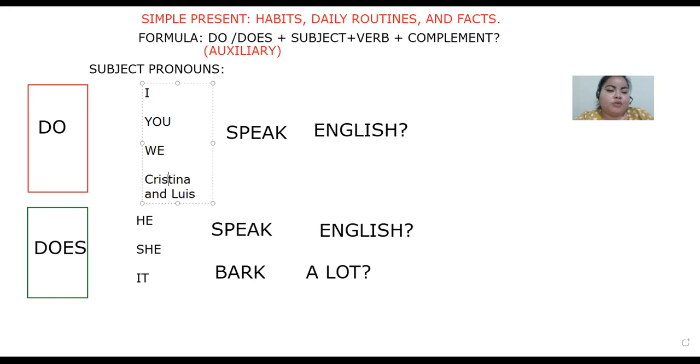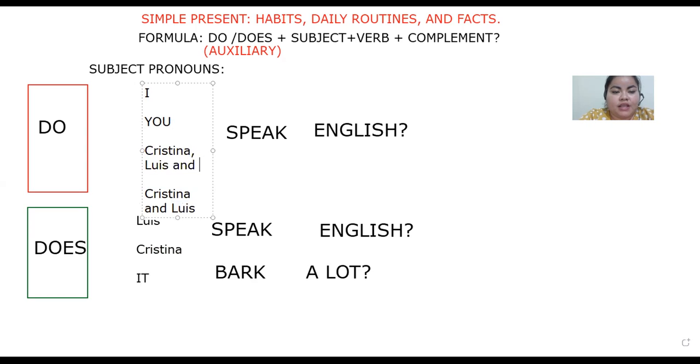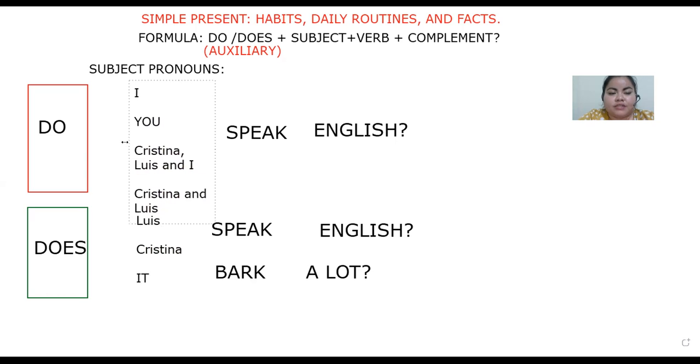Estamos hablando de dos. Luego podemos decir, does she speak English? Does Cristina speak English? Does Luis speak English? Yeah. Now we change it with the names. We can say, for example, I am going to include myself. Do Cristina, Luis, and I speak English? Me estoy incluyendo a mí misma. Okay? Do Cristina, Luis and I speak English? Oh, yes, they do. You do.